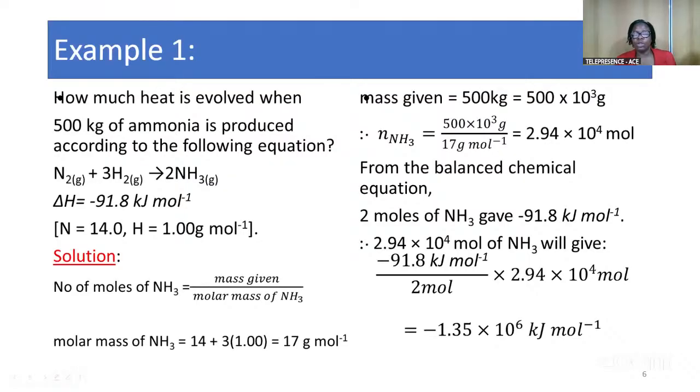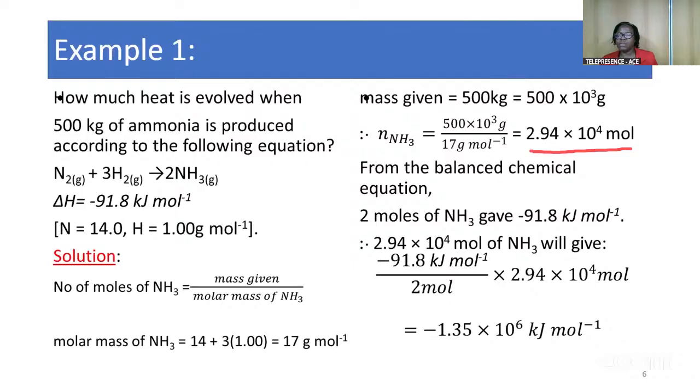Okay. So we can see that mass is given in kilogram, and the first thing to do for the unit to be easy for you to handle is to convert it to gram. And so the number of moles that you have in 500 kilogram is here, which is 500 times 10 to the power 3, converting it to gram, divided by 17. So you really do not have any problem with this question. The number of moles has been calculated for you.